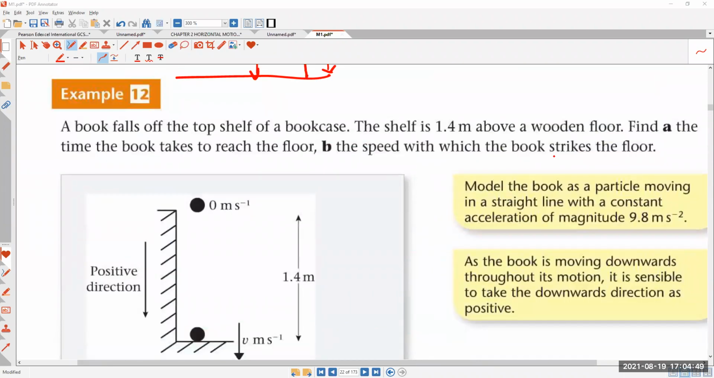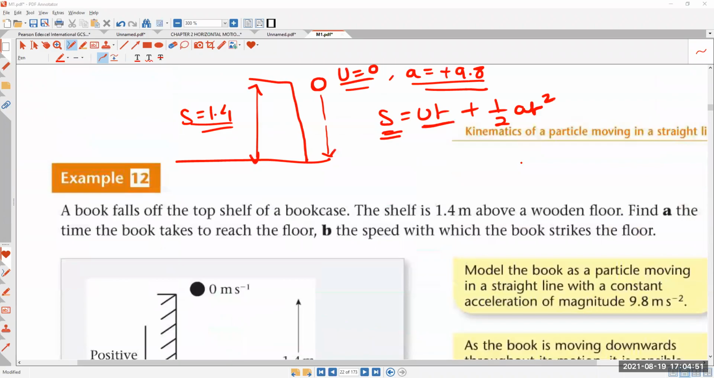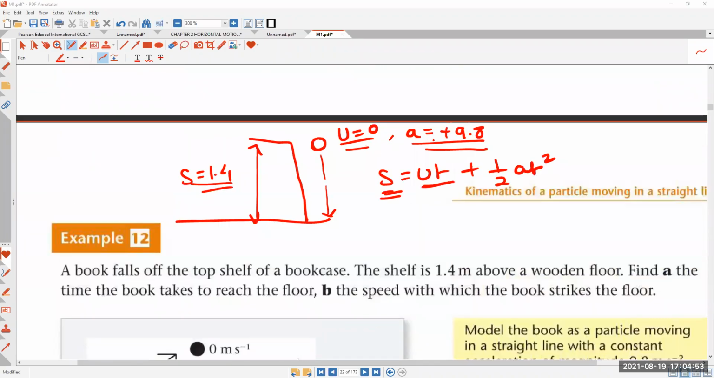Let's do the second one. The speed with which the book strikes the floor. Again, easy. We know u, we know a. Now we know t also, right? 0.53, right? What else is known to us? We need to find v now, the final velocity. Just put v over here, question mark. Which formula? v is equal to u plus at.